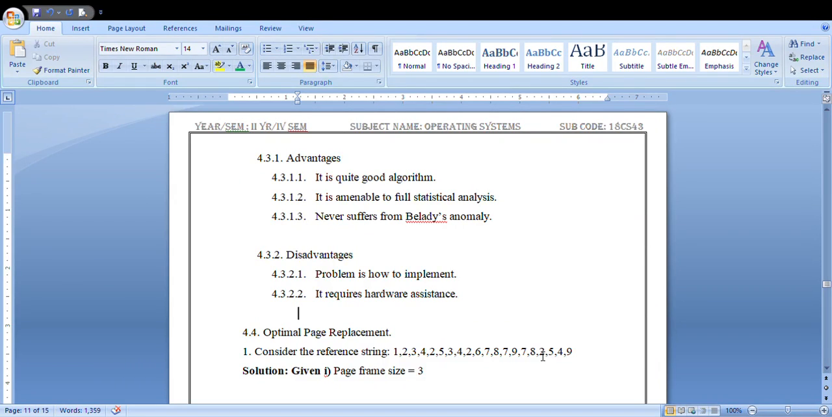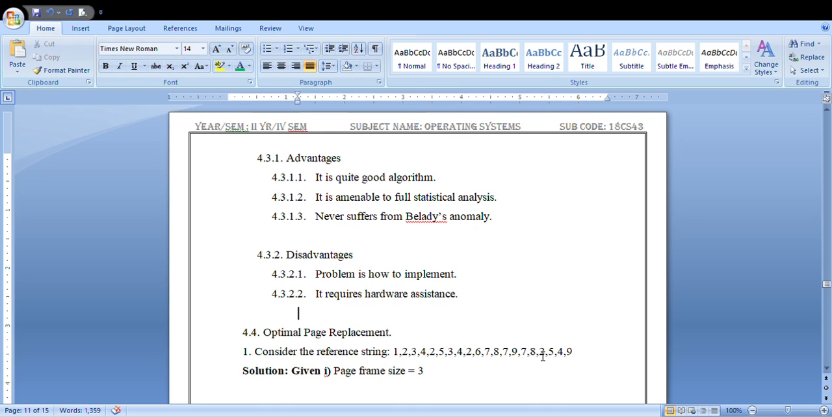Good morning all. In my previous video I explained how to solve the page replacement algorithm using the LRU method. At the end I forgot to mention the advantages and disadvantages of the LRU page replacement algorithm. The advantages are that it is quite a good algorithm compared to FIFO, and it is amenable to full statistical analysis.